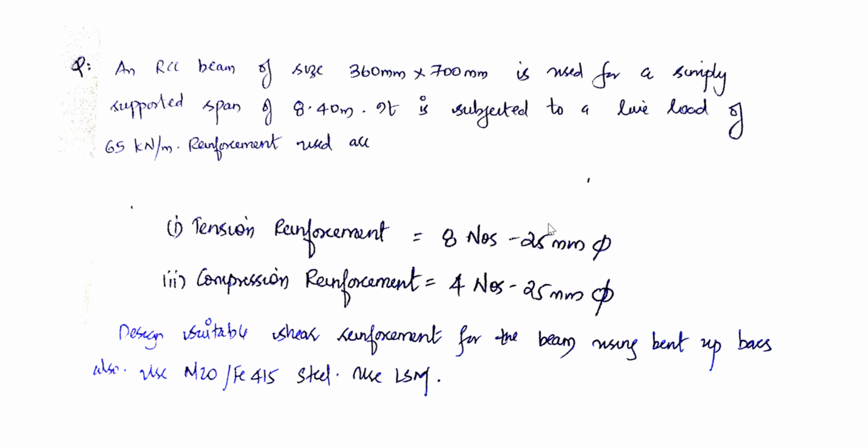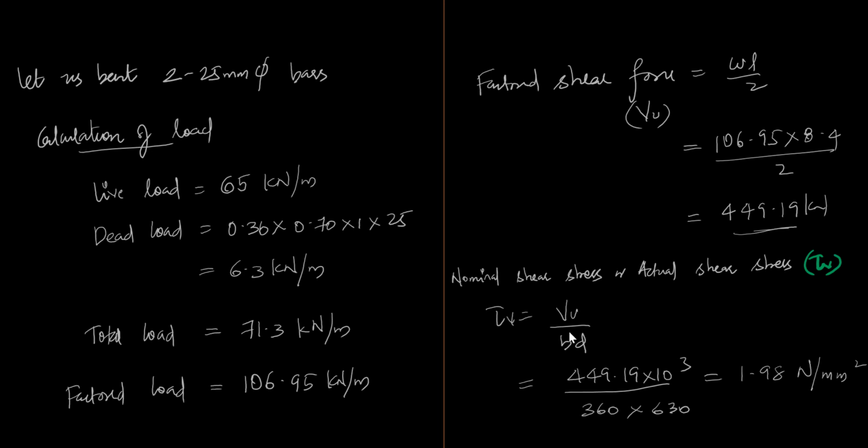So I will provide, on the safer side, 70 mm cover. The main reinforcement will have its center of gravity at a distance of 70 mm from the bottom tension fiber, so the effective depth I will get as 700 minus 70, that is 630 mm. The value of tau V is Vu by Bd, that is 449.13 × 10^3 divided by 360 into d, that is 630. I will get it as 1.98 Newton per mm square.